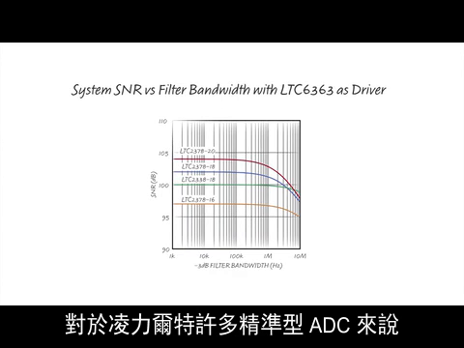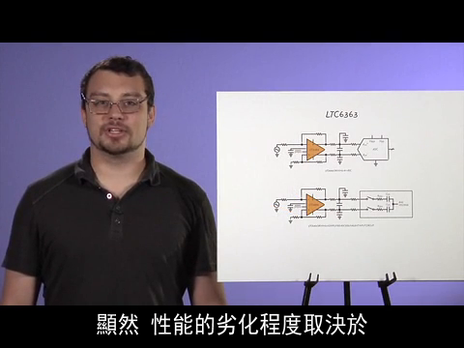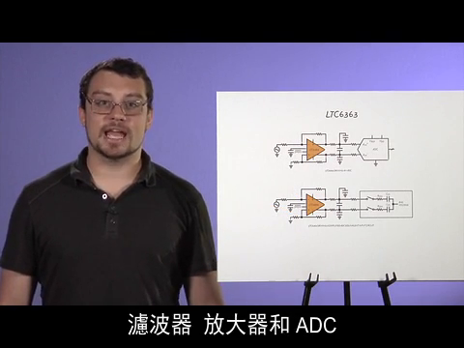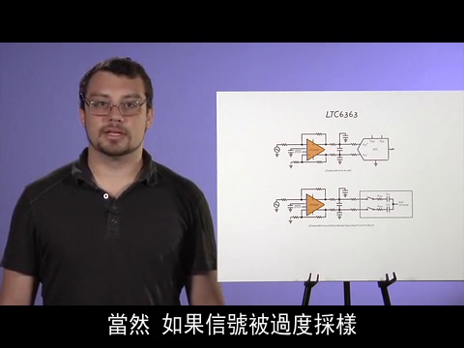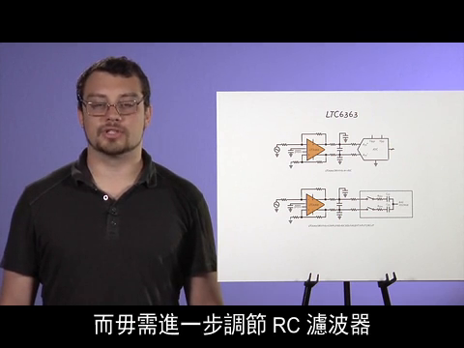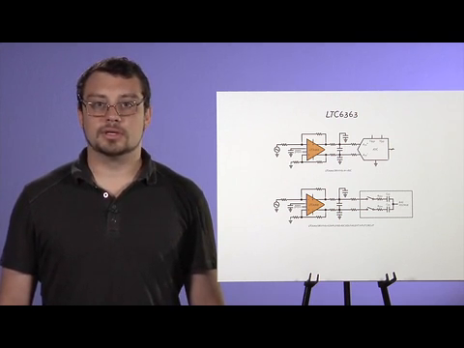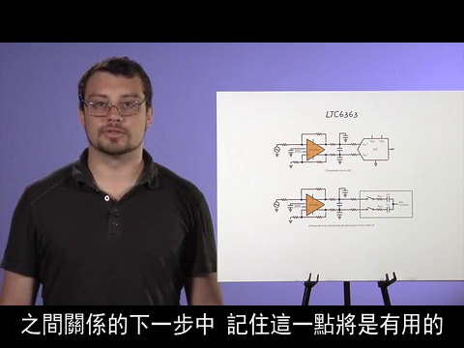This trade-off between bandwidth and SNR can be estimated for a number of Linear's precision ADCs. Clearly, the amount of deterioration depends on the filter, the amp, and the ADC. Of course, if the signal is being oversampled, then additional digital filtering can also increase the signal SNR without further adjusting the RC filter. This will be useful to remember in the next step as I demonstrate the system distortion versus filter bandwidth.